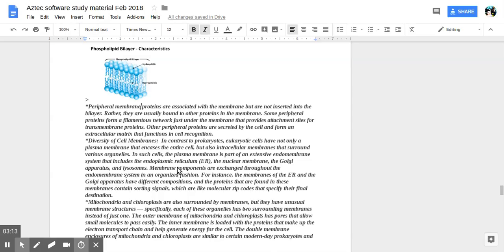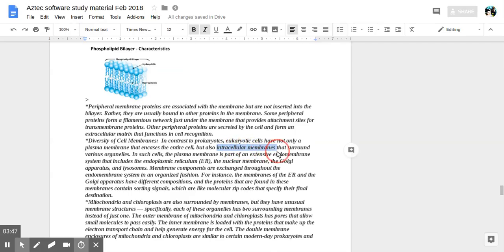Diversity of cell membranes. In contrast to prokaryotes, eukaryotic cells have not only a plasma membrane that encases the entire cell, but also intracellular membranes that surround various organelles. They're organelles. They're intracellular, meaning inside the cell.